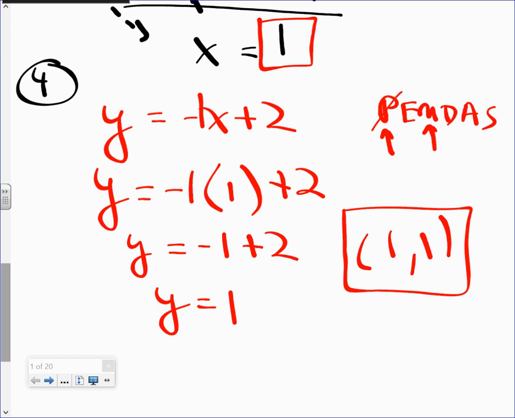What comes after the P? Exponents. There's no exponents. Multiplication comes before adding. Look at it. Adding's after multiplication. So I multiplied first before I added. So you multiply -1 times 1, right? It became that. I did this before I did that because that's the order of operations. I've got to follow that. There's always an order to do things.